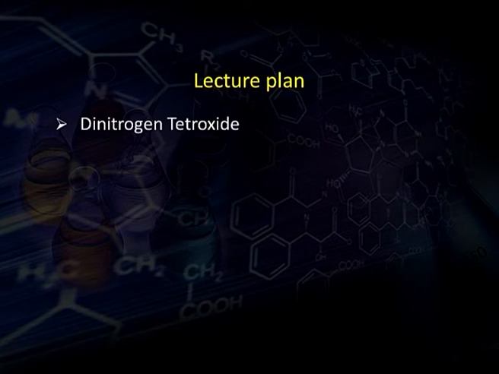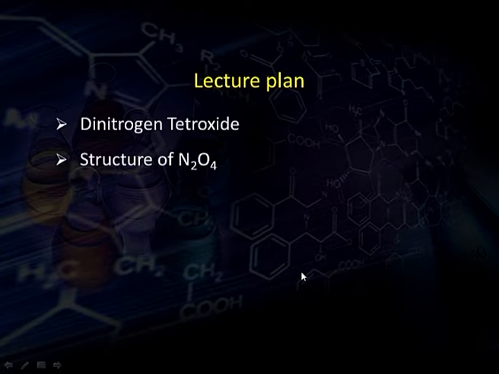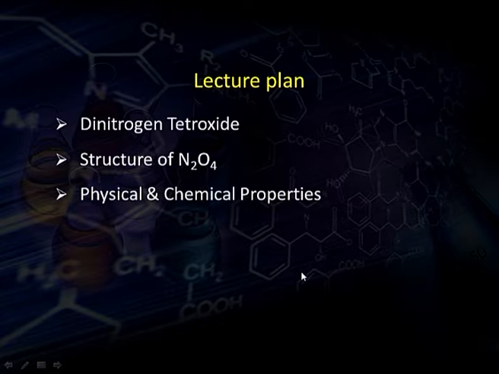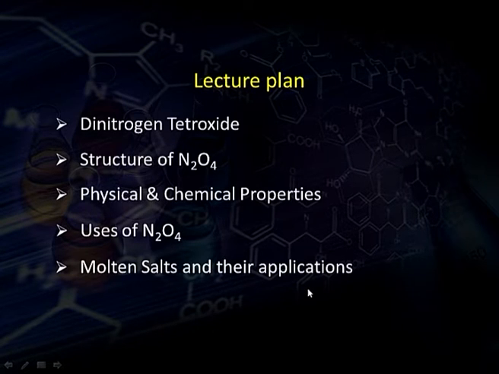First of all, we will be discussing the solvent dinitrogen tetraoxide, then we will discuss its structure, the physical and chemical properties of dinitrogen tetraoxide, then the uses of dinitrogen tetraoxide. Thereafter, we will be discussing the molten salts and their applications.